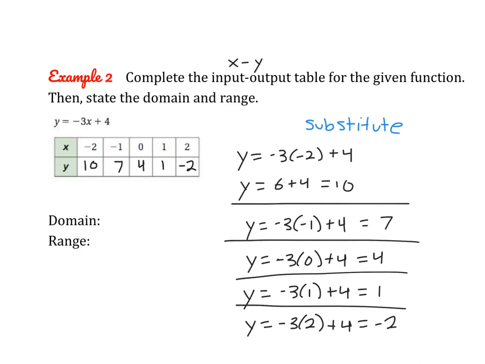So we've completed our input-output table, and now we just need to list the domain and the range. So remember, again, our domain is just the list of all of the possible x values, and our range is just the list of all the possible y values. We do need to put these in order from lowest to highest. So we have negative 2, negative 1, 0, 1, and 2. And then for the range, our smallest is negative 2, and then 1, 4, 7, and 10. All of the possible x values and all of the possible y values for this set of data.